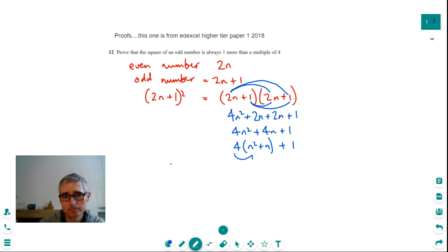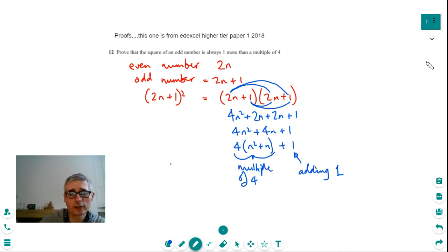So this first bit is a multiple of 4, as required. And the second bit, obviously we're just adding 1. So this is adding 1. So we've actually done it. I'd recommend, if you're doing this question, just explaining the logic, so explaining as I've done there, that the first bit being a multiple of 4, and then obviously plus 1, adding 1. So we've done the question there. That's proved that the square of an odd number is always 1 more than a multiple of 4.